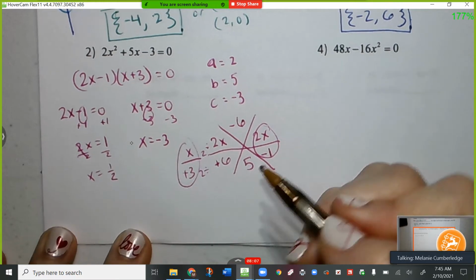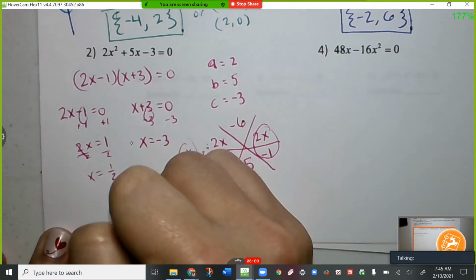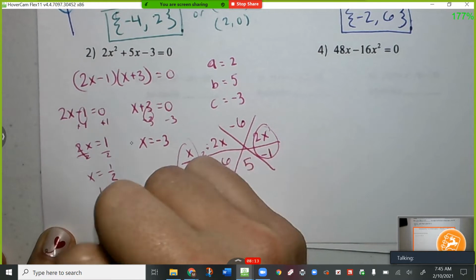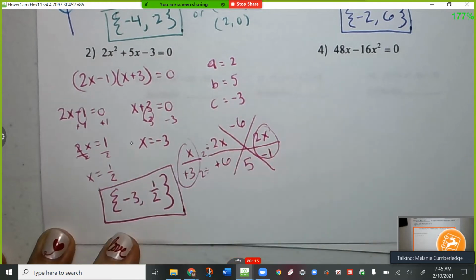Okay, so knowing that, I have negative 3 and positive 1/2 for my 2 x-intercepts or solutions or roots or zeros. Any questions?